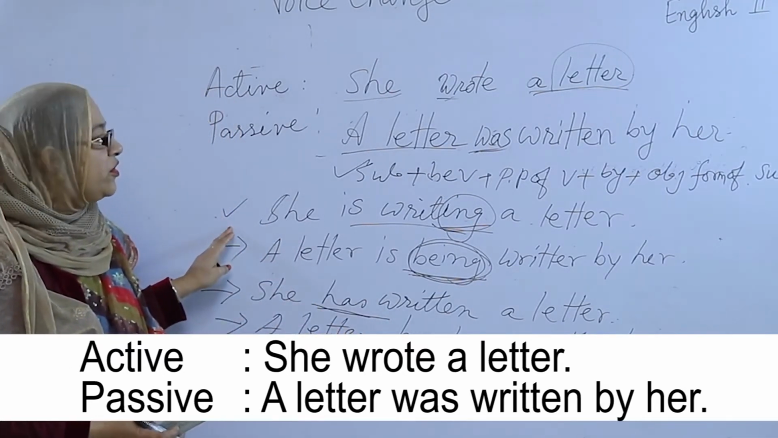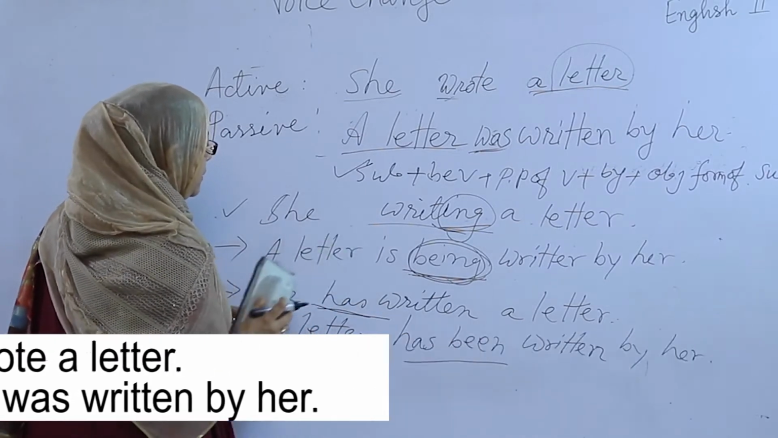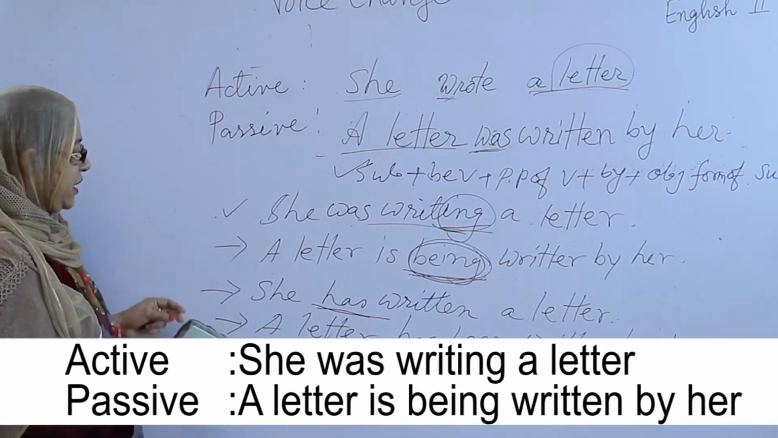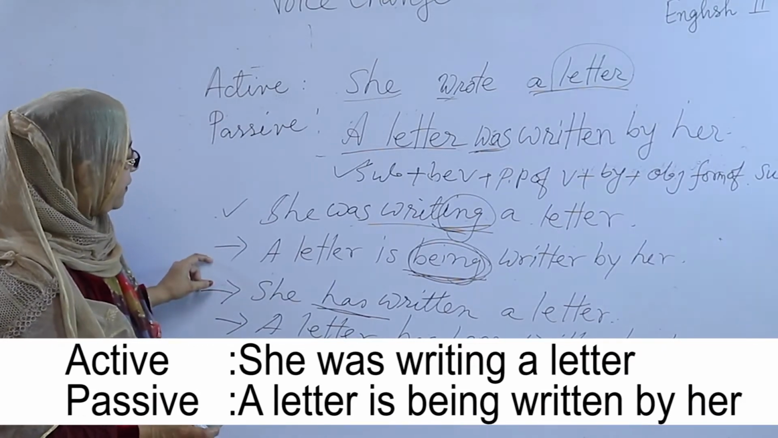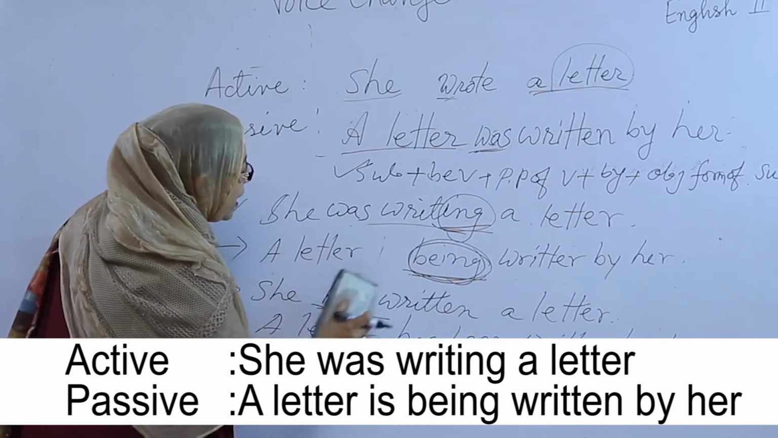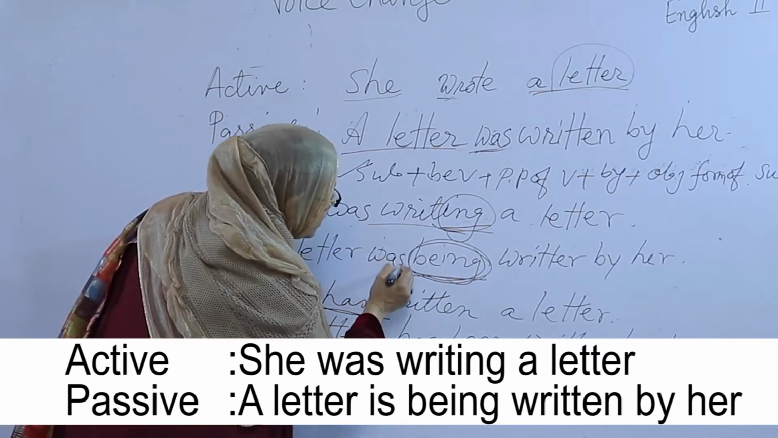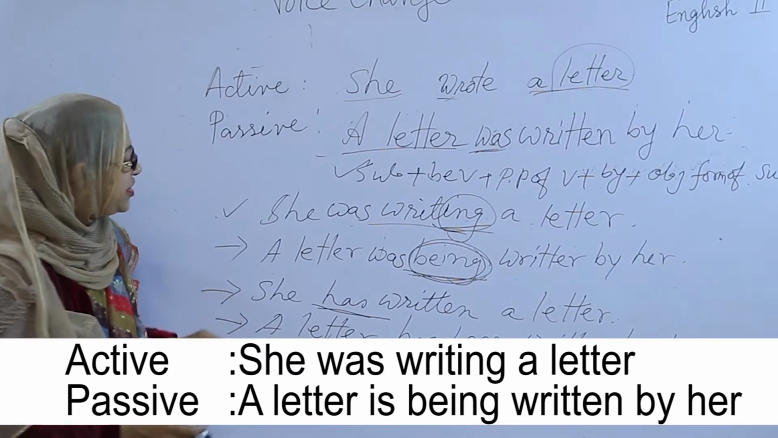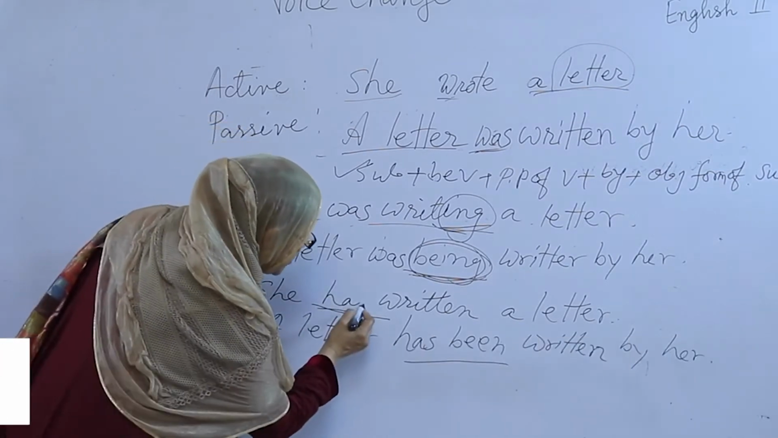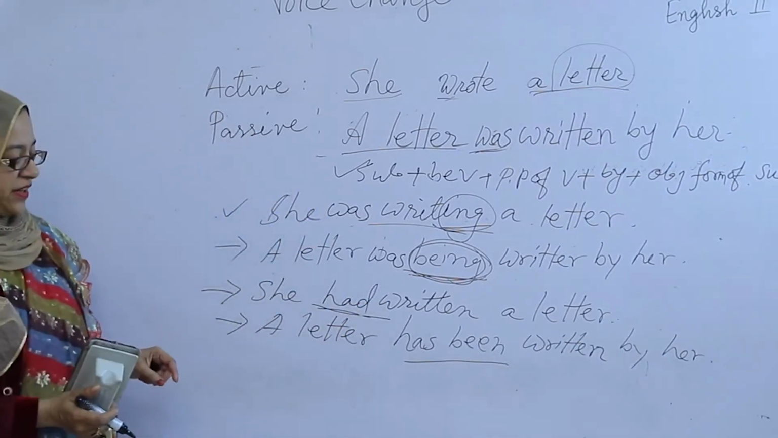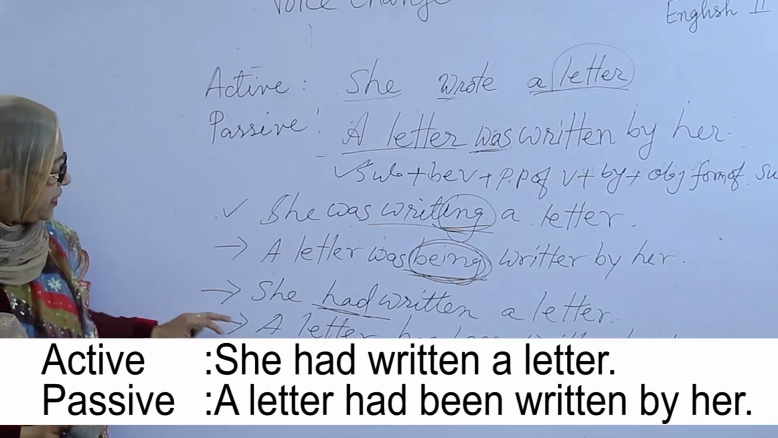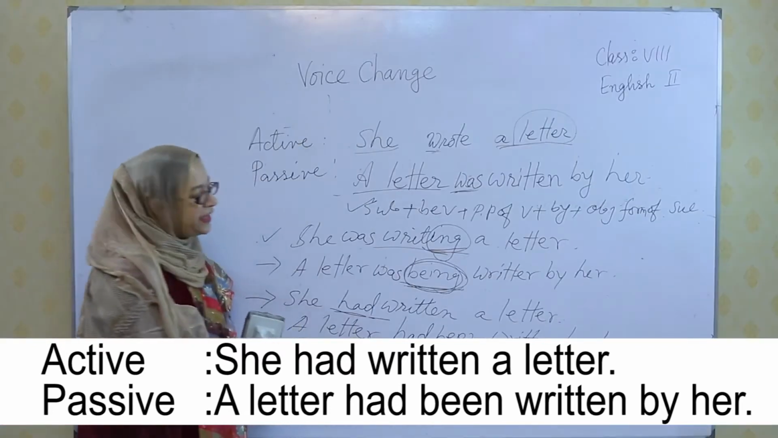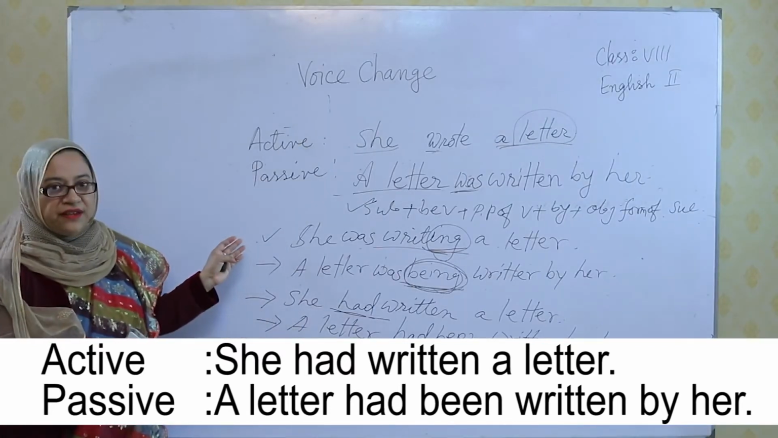And then we see the continuous form, past continuous: she was writing a letter. When I change it into passive, I only change: a letter was being written by her. And then the perfect form, past perfect: she had written a letter. When we turn it into passive, we only change: a letter had been written by her. So it is easy, very easy if you concentrate on it.